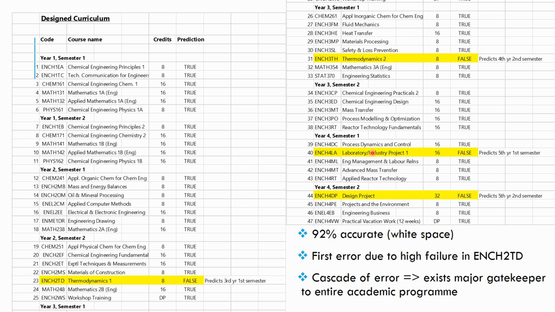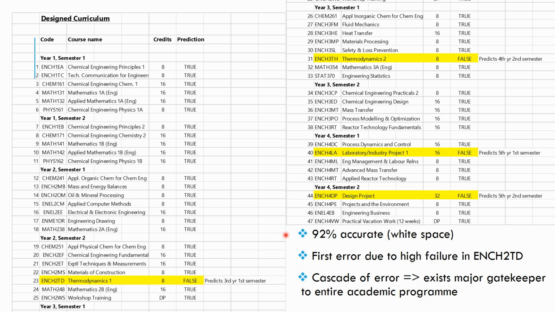And also, because this course is a prerequisite to the lab or industry project and the design projects, then these courses could only be taken later as well. So you see these 4 errors are really just one error, which highlights to us that this Thermodynamics 1 course is inhibiting the progression by our students quite significantly. So you see, analyzing the differences among these curricula can reveal important information for action in a curriculum.